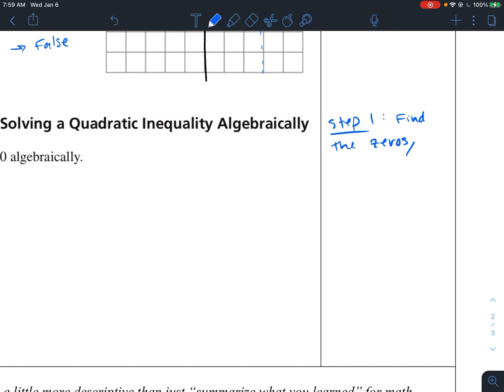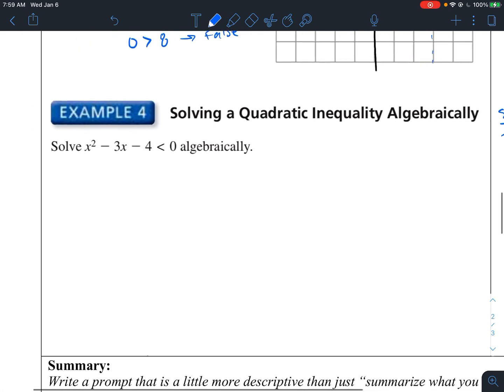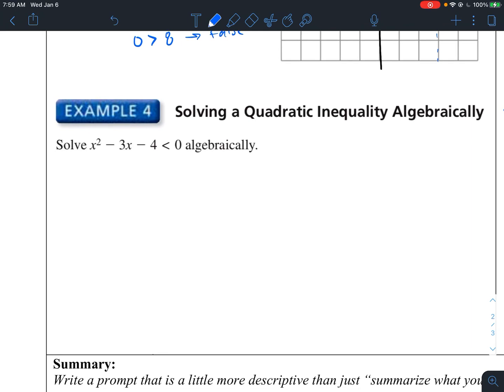Find the zeros / x-intercepts. So I know I can do that by factoring. So I could do this one. I can split it up into two binomial factors. And the factors have to multiply to be -4 and add to be -3. So that would have to be -4 plus 1.